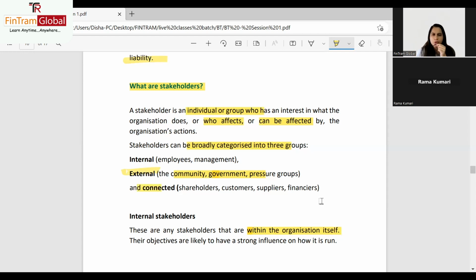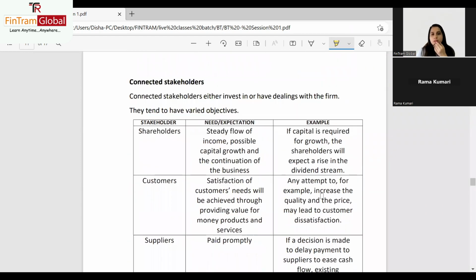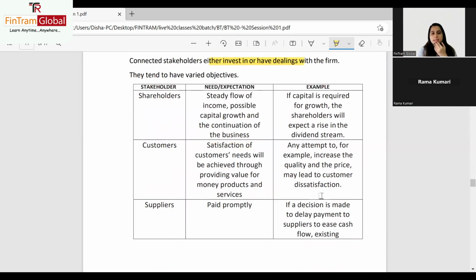Then there are connected stakeholders. These are those stakeholders who will have some sort of dealing with your organization. So your customers, they buy goods from you, right? So they are your connected stakeholders. Shareholders are connected. Any supplier, or banks who are providing, let's say, a loan to you, are going to be your connected stakeholders. So connected stakeholders either invest in or have dealings with the firm. Suppliers, of course, what will be their expectation? That I should be paid promptly. What will be the customer's expectation? That whatever I'm buying, it should be of good quality, I should get it at a good price, and all of that.